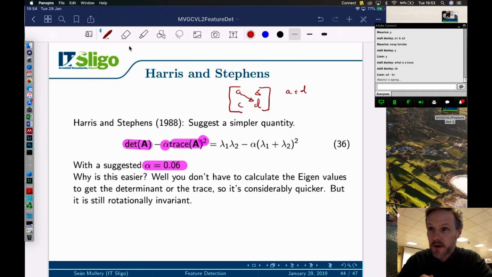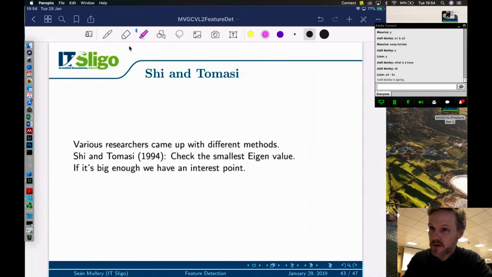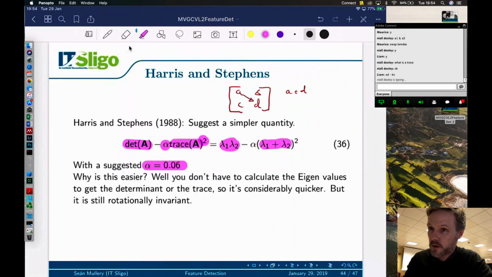Now the point here is that the determinant is equal to the product of these two guys here, and the trace is equal to the two eigenvalues added together. So we don't need to calculate the eigenvalues at all. We just need to do the trace and the determinant, which are very quick, and calculate this. And actually that turns out to be quicker than just checking the smallest eigenvalue. Obviously, to check the smallest eigenvalue, you have to calculate both eigenvalues in order to do it.